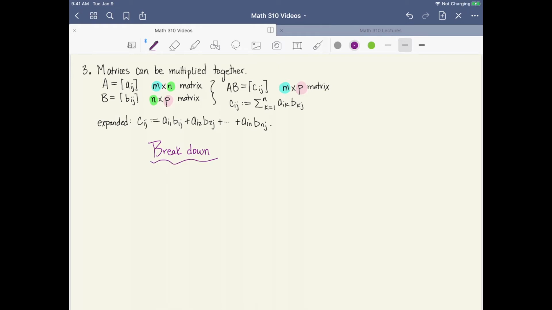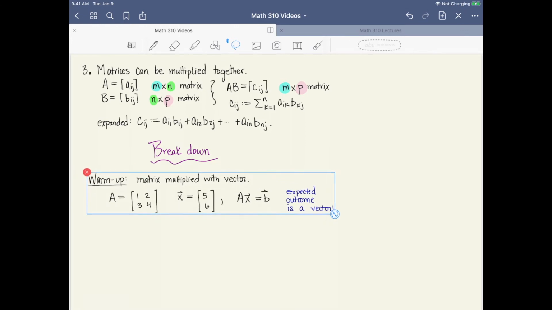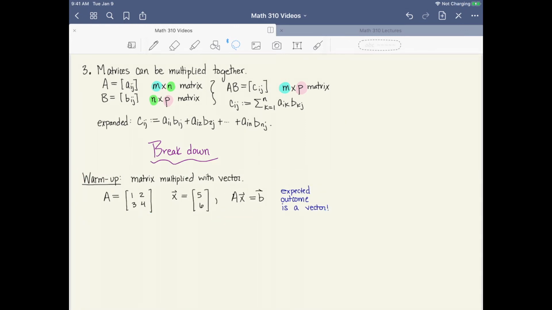We're going to warm up with a specific type of matrix times matrix, and that's going to be a matrix times a vector. If you think about it, a vector is an n by 1 matrix. So we're going to look at the special case of this matrix A, 1, 2, 3, 4, and we're going to multiply it times the vector x, which is 5 and 6. The dimensions of what we're looking at here, by the way, are 2 by 2 and 2 by 1. So if I'm matching dimensions, these agree, which means I can multiply these together, and then what I'm going to end up with is a 2 by 1. So my expected outcome is going to be a 2 by 1 matrix, aka a vector, in R2.